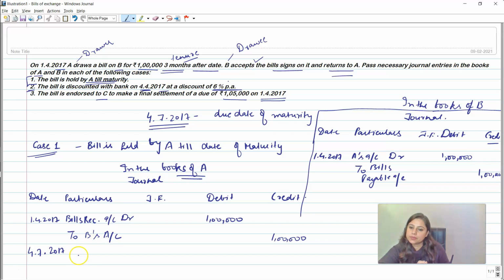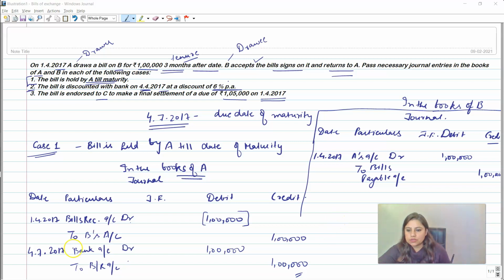Such bill has been paid by B. So here, bank account will be debited and bills receivable account will be credited. Because the payment is being received, bank account is debited with rupees 1 lakh. And bills receivable account, as we had debited because this bill was supposed to be received on the due date of maturity, which has now been received, the impact would be reversed, therefore credited bills receivable with amount 1 lakh.